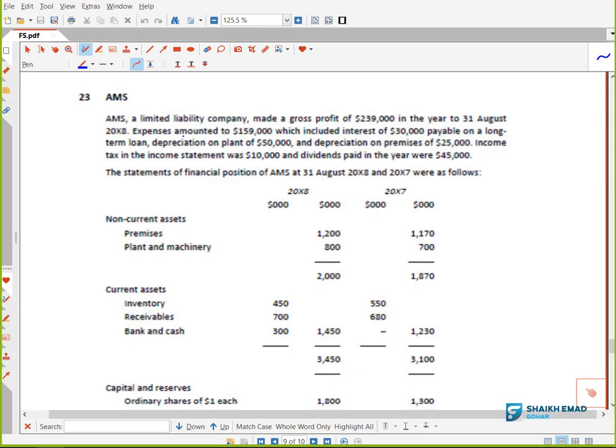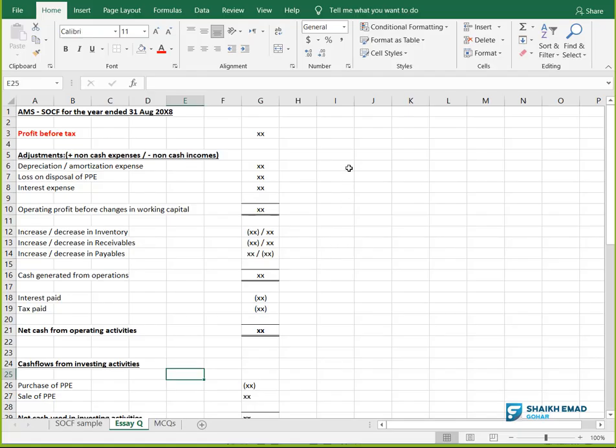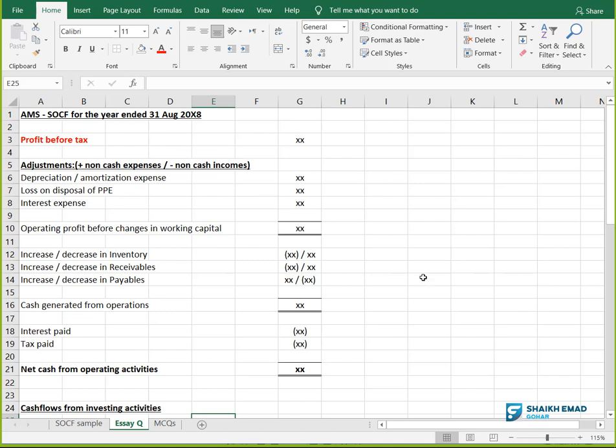In the year 31st August 2008. So see, this is gross profit. Expenses amounted to 159,000, which included interest of 30,000, depreciation of 50,000, depreciation again on premises of 25,000, income tax 10,000, dividend paid 45,000. The best way is to put this data in your Excel sheet or notepad, or whatever you are working in. So let me write these figures here first of all.